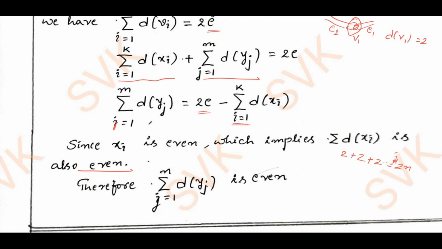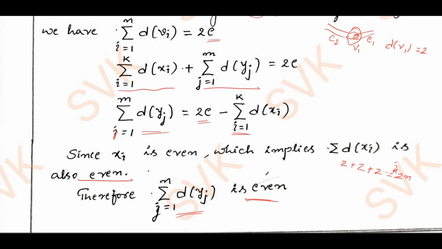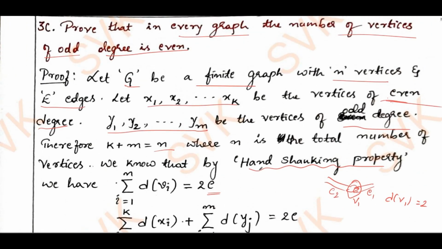Therefore, the sum of degrees of the vertices containing odd degree will be equal to even. Hence I have proved that the degree of yj is also even. Hence the theorem is proved. This is how we need to prove this theorem.